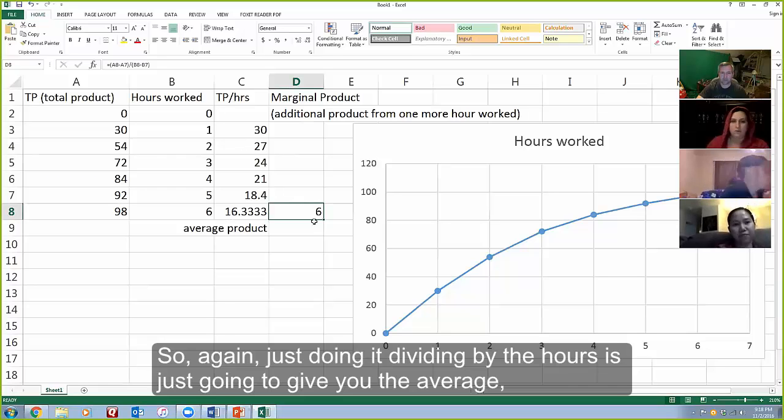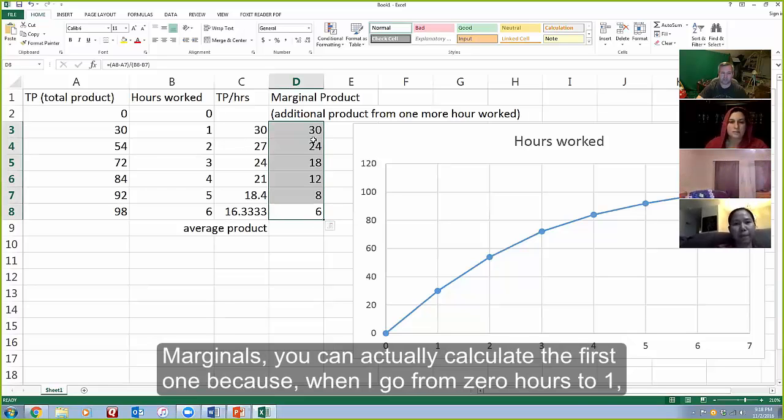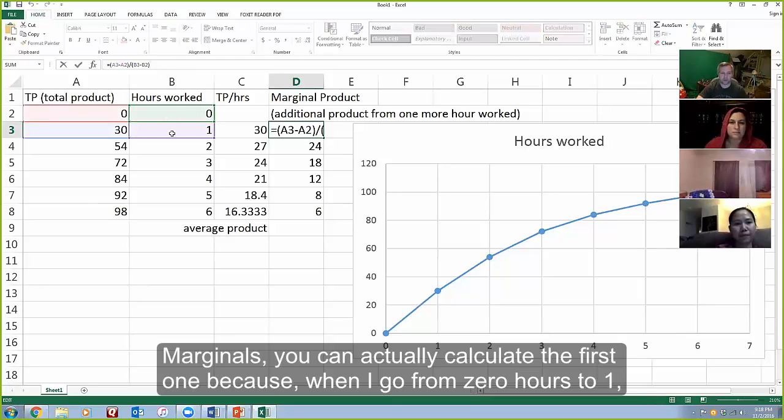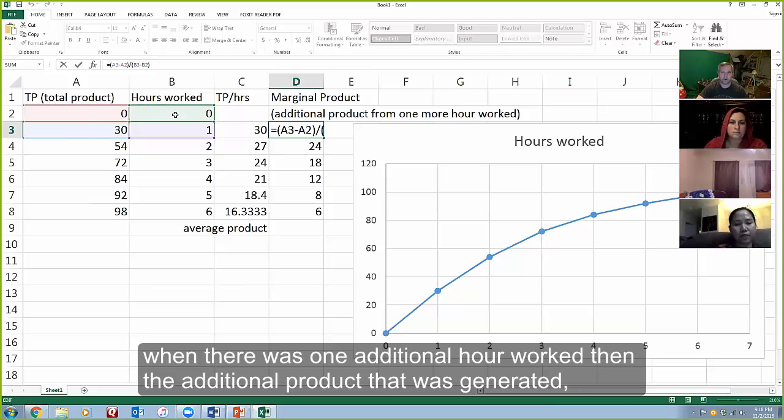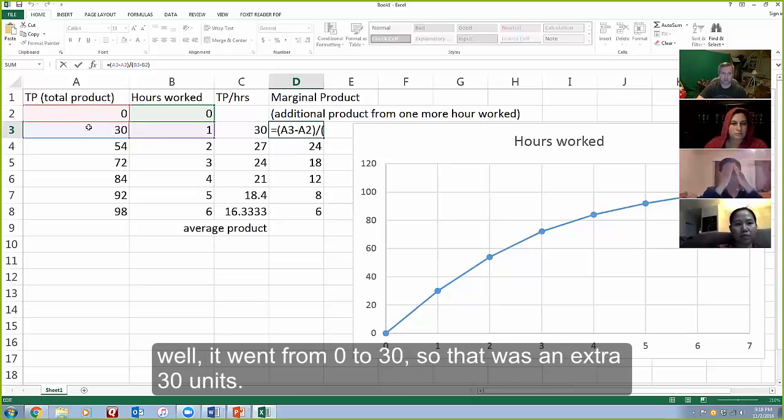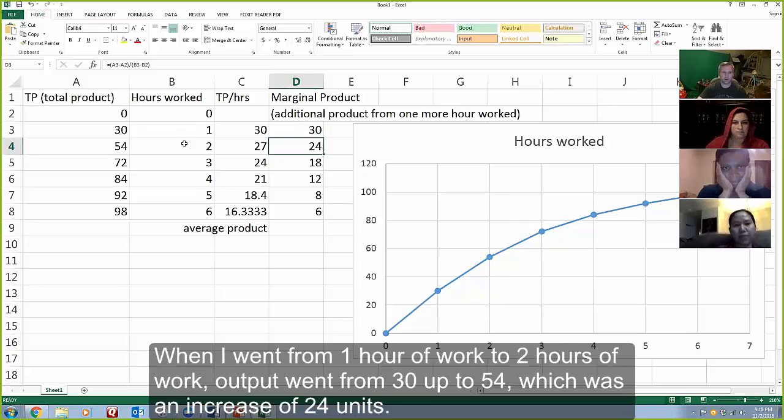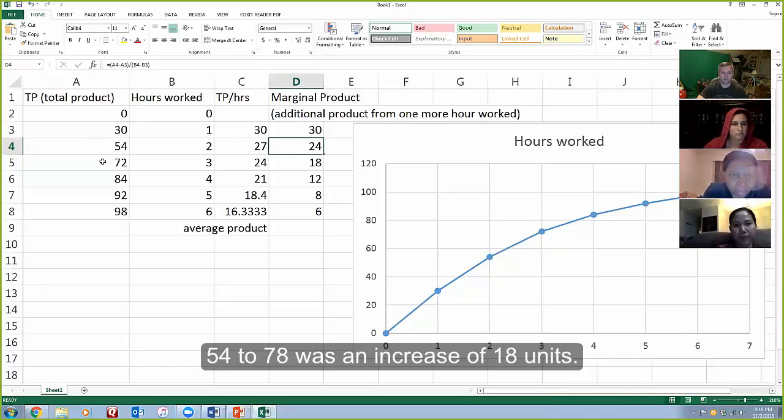Marginals, you can actually calculate the first one, because when I go from 0 hours to 1, when there was 1 additional hour worked, then the additional product that was generated, well, it went from 0 to 30, so that was an extra 30 units. When I went from 1 hour of work to 2 hours of work, output went from 30 up to 54, which was an increase of 24 units. 54 to 78 was an increase of 18 units.